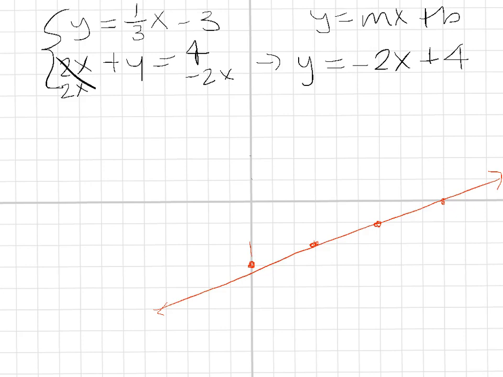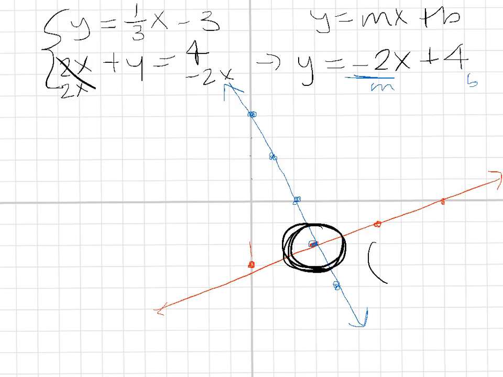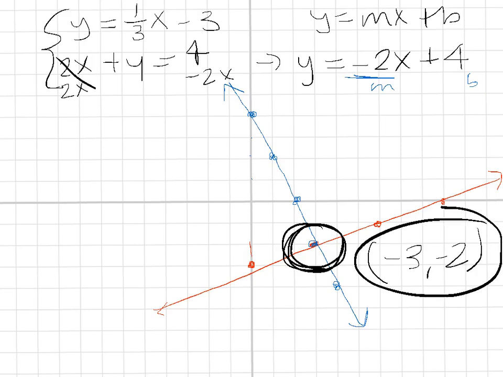We're going to go up to 4. And then, because my slope is negative 2, my m and my b, we're going to go down 2 over 1, down 2 over 1, and draw your line in. As you're putting the dots, your dots should land on top of each other. And that is your solution. Where those two lines cross each other, that is at negative 3, negative 2, and that is your solution to your system.